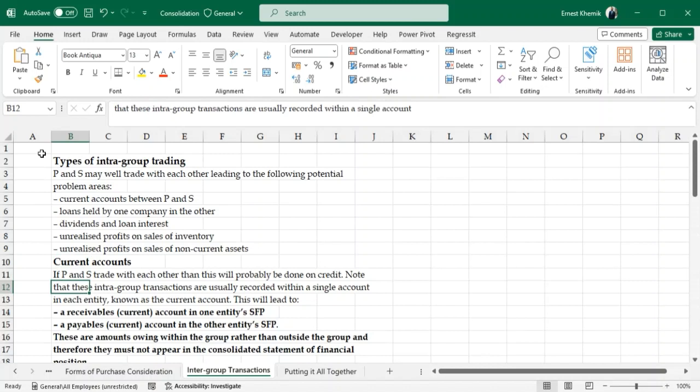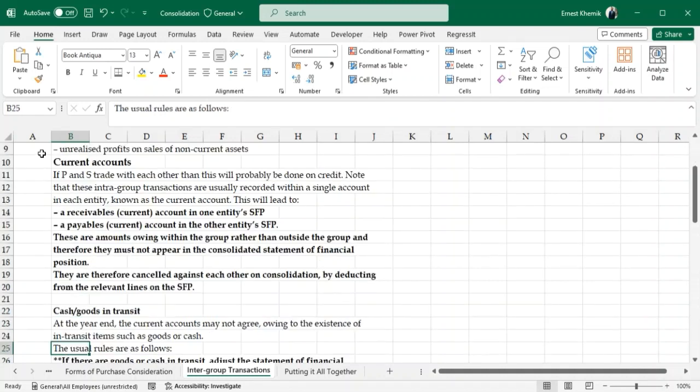In this video, I'm going to pick some of the most important or critical ones and see how we are going to deal with them. The most common ones are the current accounts, loans, transfer of non-current assets, as well as unrealized profit on inventory. We'll see how we are going to treat each and every one of them in the consolidated financial statements. So let's start with the current accounts.